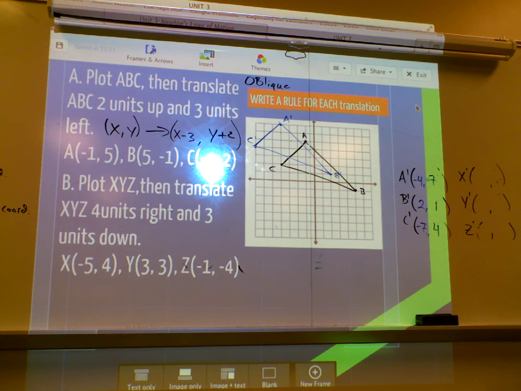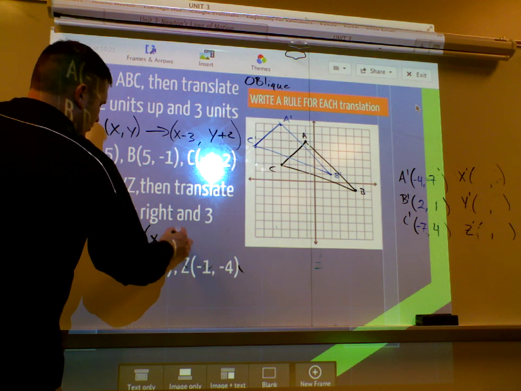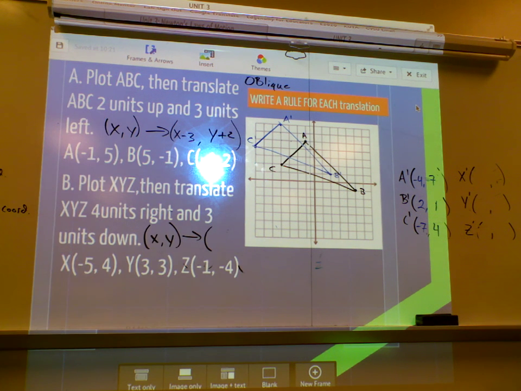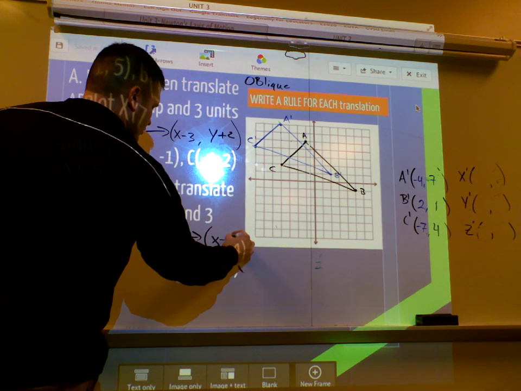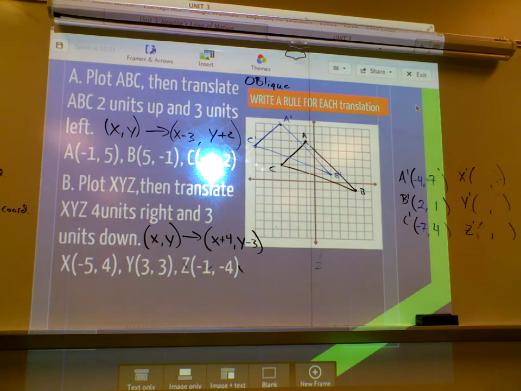Before we try B on our own, let's write the rule. X comma Y becomes what? 4 units right, 3 units down. X plus 4 with X minus 3. Okay. So X plus 4, and what was the other one? Y minus 3. So can you try that one on your own?